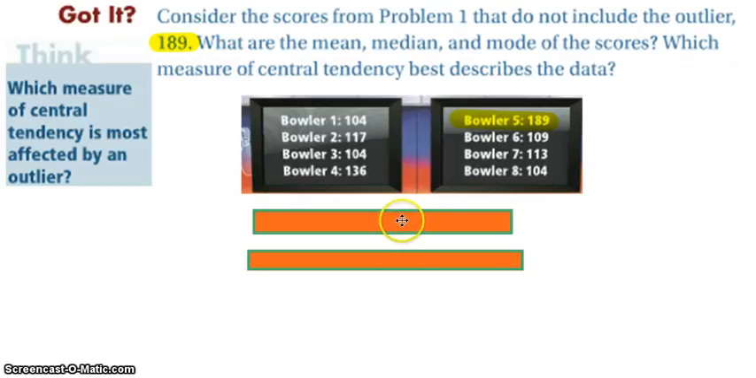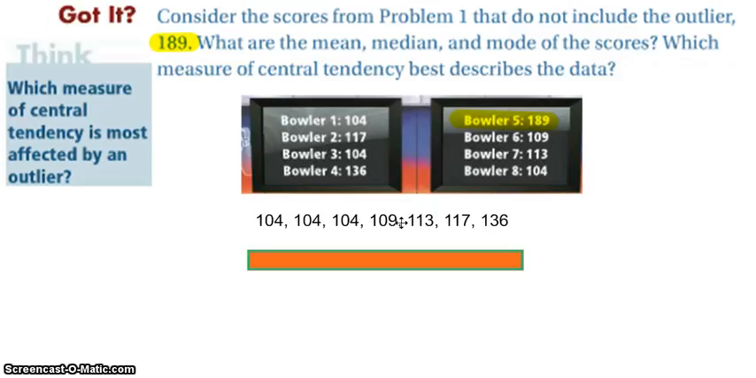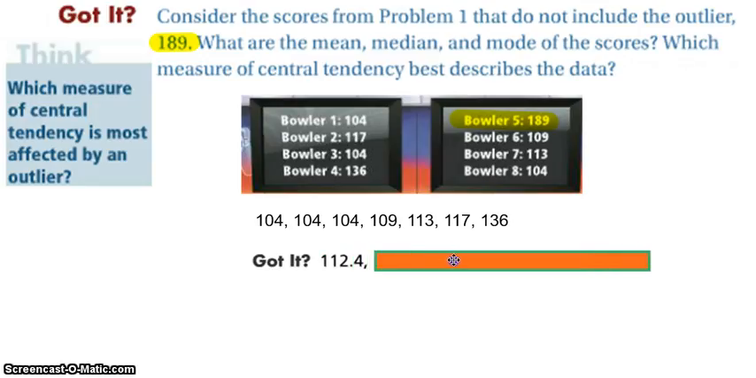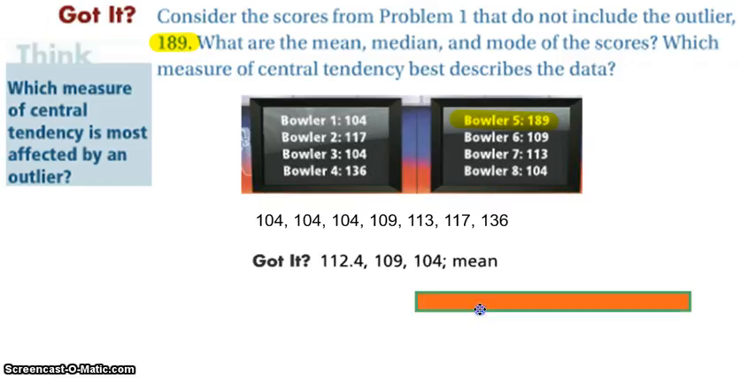When we list out our data, not including Bowler 5 there, you'll see that there is our score in order. So when we first look for our mean, our average, we would add all those up and then divide by the 7 scores. So that would give us 112.4. Then our median, our middle occurring value, you can see there is that 109. It is the fourth term in from the left and from the right. And then our mode obviously is 104 because it happens most often.